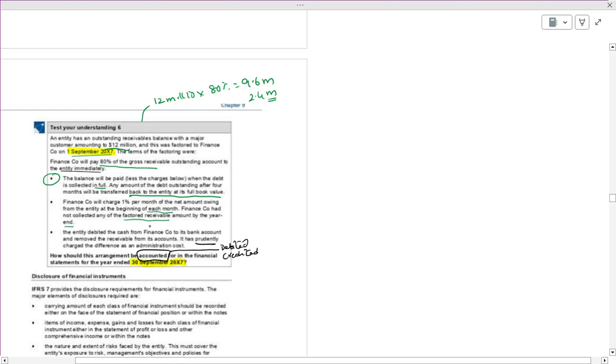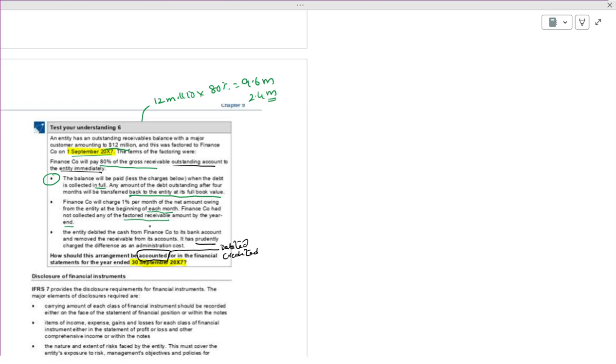It means the balance the finance company will pay. How much will the finance company pay? 80% of the gross receivable outstanding to the entity immediately. First, we have to make sure in which books we are preparing. First, you tell me. Financial position.